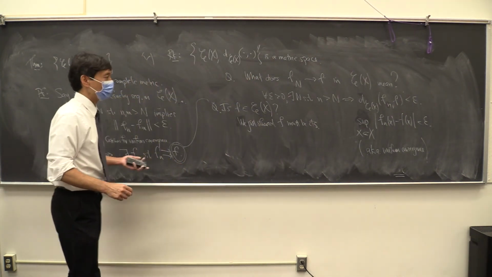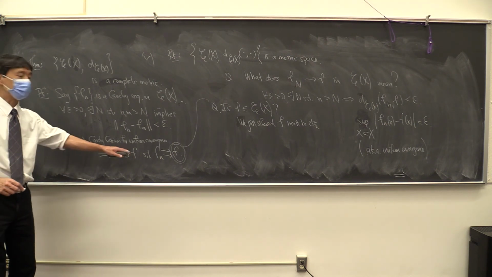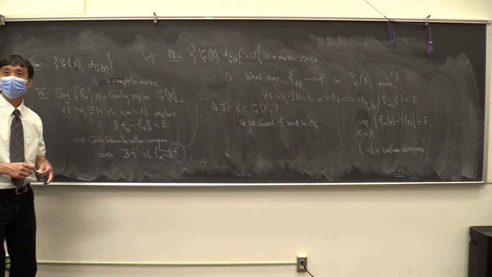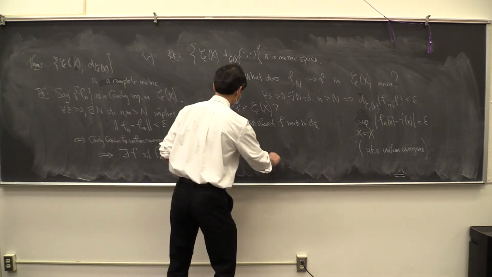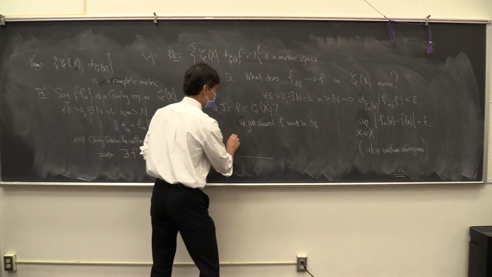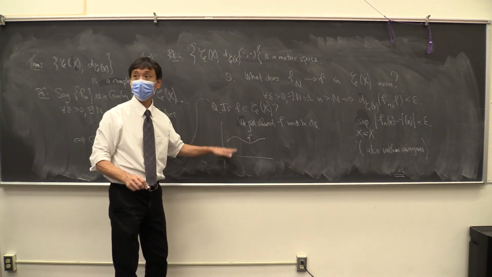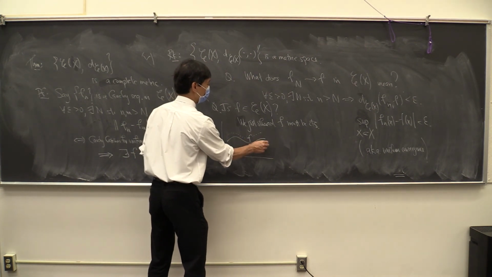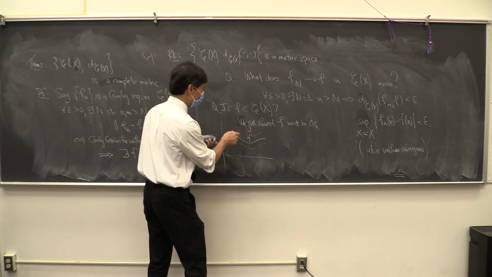Okay. Now, what about bounded? Does f have to be bounded? If each of these guys is bounded, does f have to be bounded? Sure. You feel in your gut that ought to be true. Because if these guys converge uniformly to f, we can make them all stay within one of f, past a point.